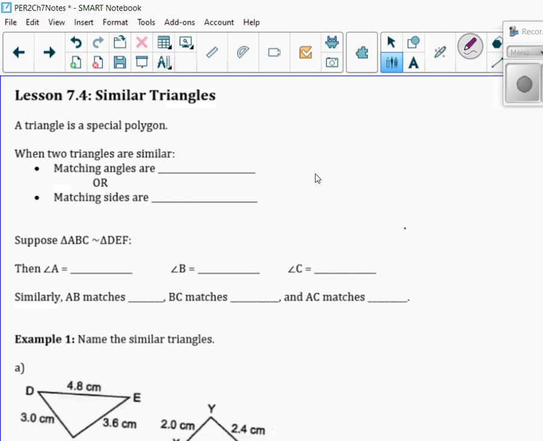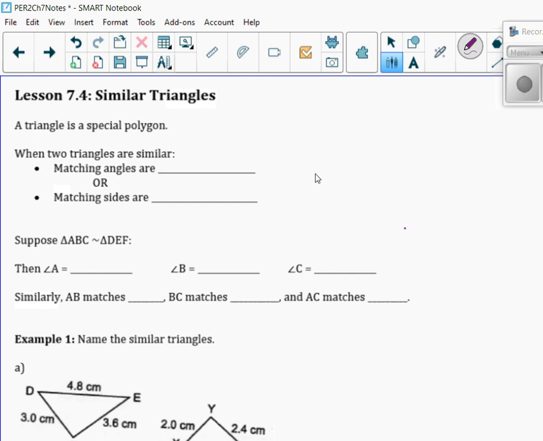All right, 7.4, similar triangles. So this is very similar to similar polygons. However, with triangles, you don't have to meet both properties, meaning the properties that matching angles are equal and the matching sides are proportional, meaning they have the same scale factor. With similar polygons, both had to be true for it to be similar, but with triangles, it's special. And the special thing about it is you only need to meet one of the criteria.